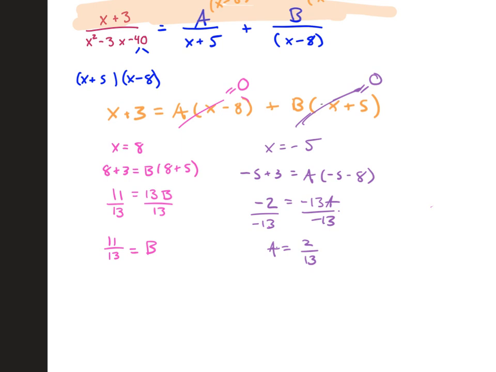Now I just need to write my answer. So when I plug in a fraction, the numerator goes on top, the denominator goes in the bottom. You don't put the whole fraction over the denominator because then you'd have a fraction and a fraction. It's just not cute. So we have 11 over 13 times x plus 5. And then 2 over 13 times x minus 8. And this is our answer here.